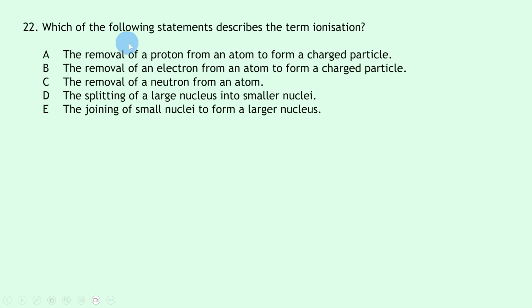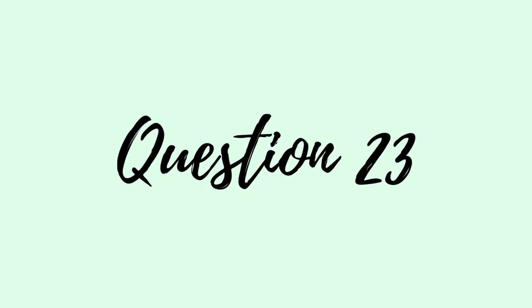Question 22 says which of the following statements describes the term ionisation? Well, remember ionisation is the addition or removal of an electron from a neutral atom to create an ion, i.e. a charged particle. So the one closest to that definition is B, the removal of an electron from an atom to form a charged particle.